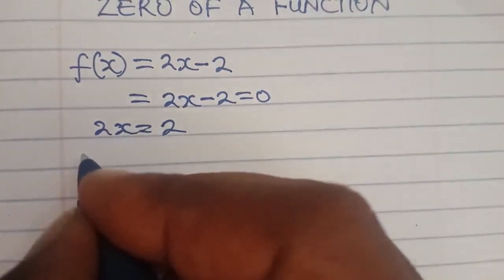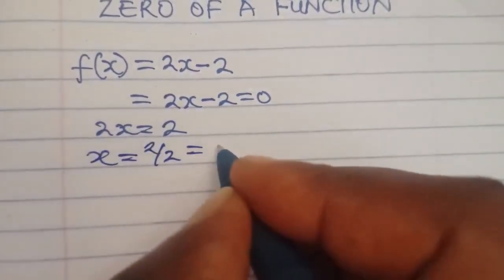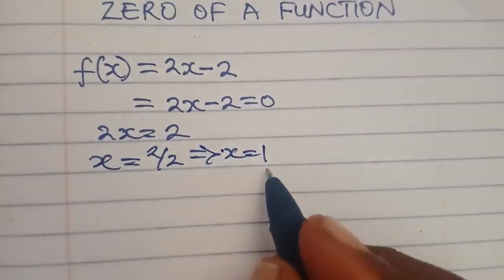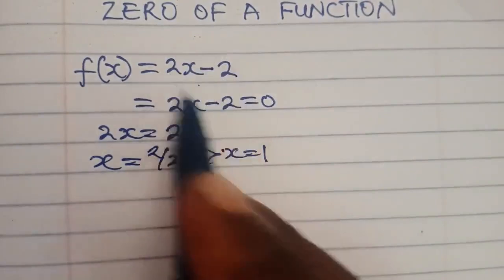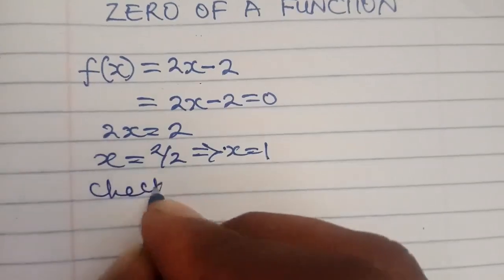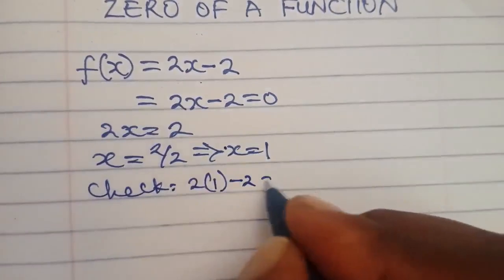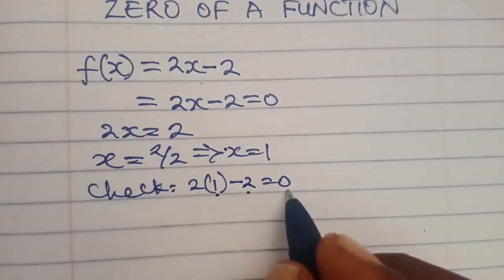So x becomes 2 over 2, which is x equals 1. So what it means is that the value that x will have for this function to become equal to 0 is 1. If we check, we'll have that 2 times 1 minus 2 gives us 0. So 2 times 1 is 2, and 2 minus 2 is 0.